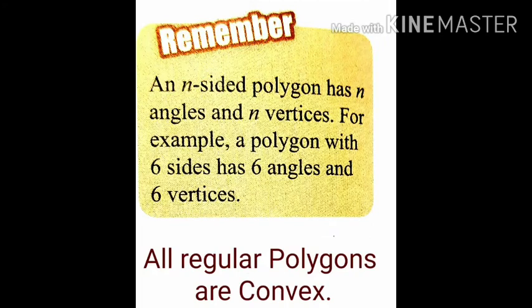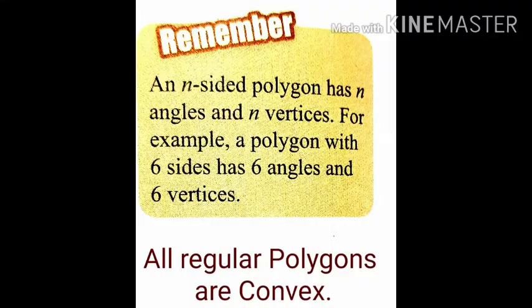Remember one thing: an n-sided polygon has n angles and n vertices. For example, a polygon with 6 sides has 6 angles and 6 vertices. All regular polygons are convex, because in a regular polygon any single angle does not cross 180 degrees; it will be less than 180 degrees.